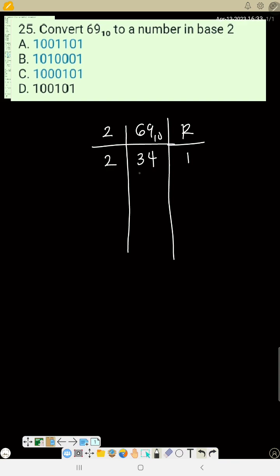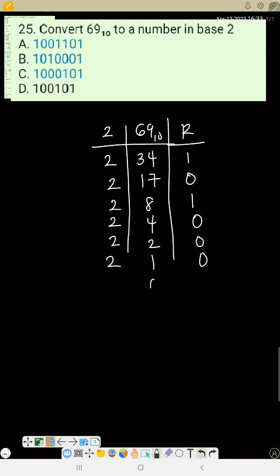Again, 2 in 34, 2 in 3, 1. 2 in 14, 2 times 7, 14. That will be 0. 2 in 17, 2 times 8, 16. It remains 1. 2 in 8, 4. Remainder 0. 2 in 4, 2. Remainder 0. 2 in 2, 1. Remainder 0. 2 in 1, impossible. This is less than 2.